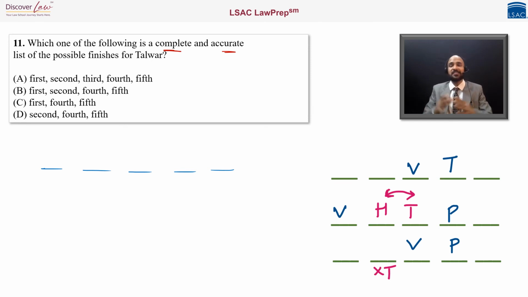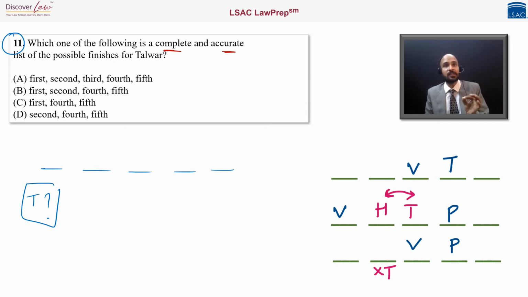You have to understand that there are some conditions. And because of those conditions, maybe a certain person may not be able to come third, or someone may not be able to come fourth, or someone may not be able to come first, and so on. So what question number 11 is asking you is, what are the total positions that T could land up in?